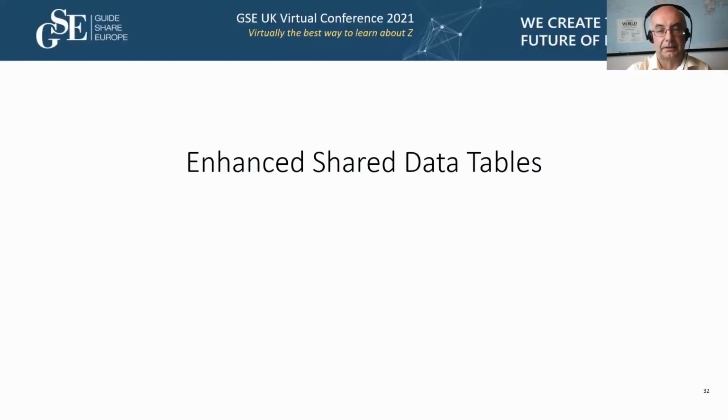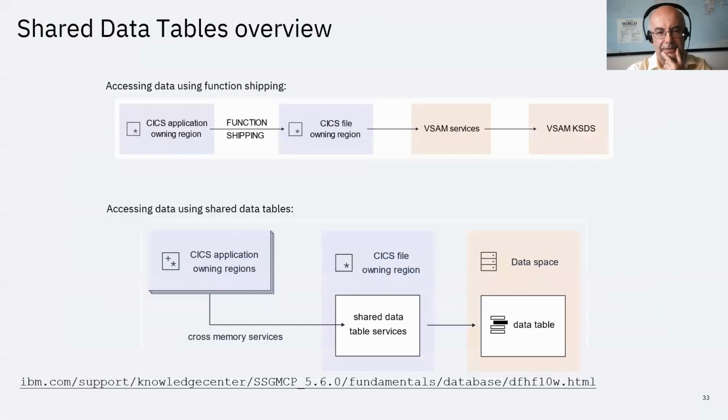So I'll move on a bit and then perhaps pause in a few minutes for technical questions. So, enhanced shared data tables. This is a pictorial view, just to, I'm sure you're well aware, if you're using shared data tables. In a traditional sense, prior to shared data tables and prior to RLS, of course, if you wanted to share files, you had a file owning region. So the application would function ship to the file owning region, which would own the file, and it would talk to VSAM, etc.